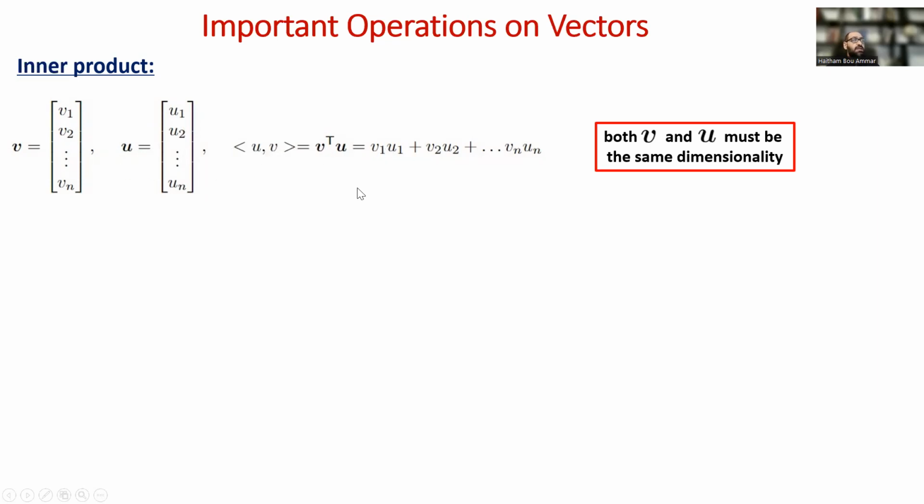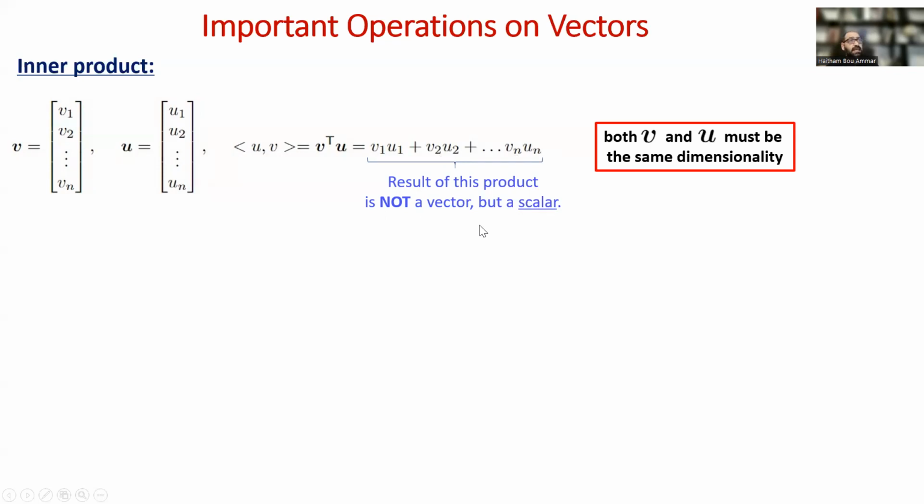So remember, what does v transpose mean? It takes the column vector v and transforms that into a row vector. And then you take the u, which is still a column vector, and you multiply each of the components together. So you'll get v1 u1, plus v2 u2, plus v3 u3, plus, up to vn un.